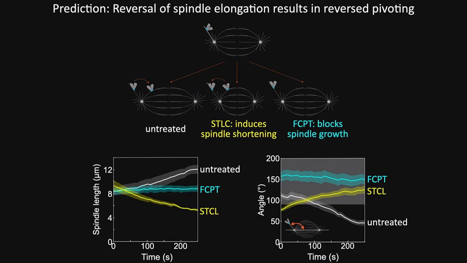And here is our prediction. In STLC treated cells, when the spindle length goes down, the angle goes up. So indeed, by reversing the spindle elongation, we can get reversing of the pivoting towards the outer side. And when everything is blocked, also the angle is blocked. So this is our current model.